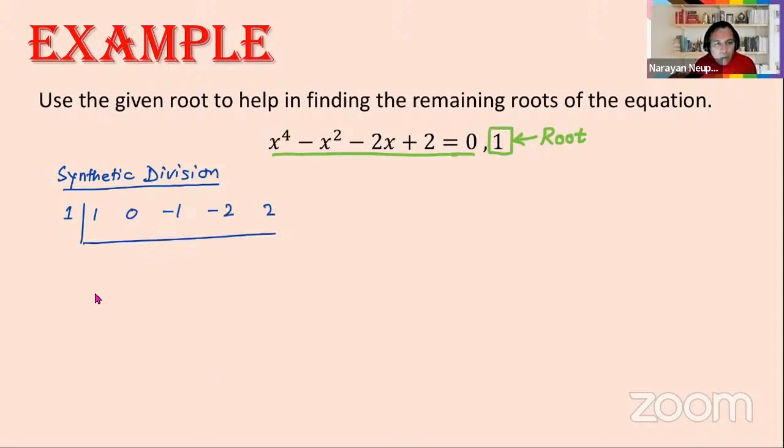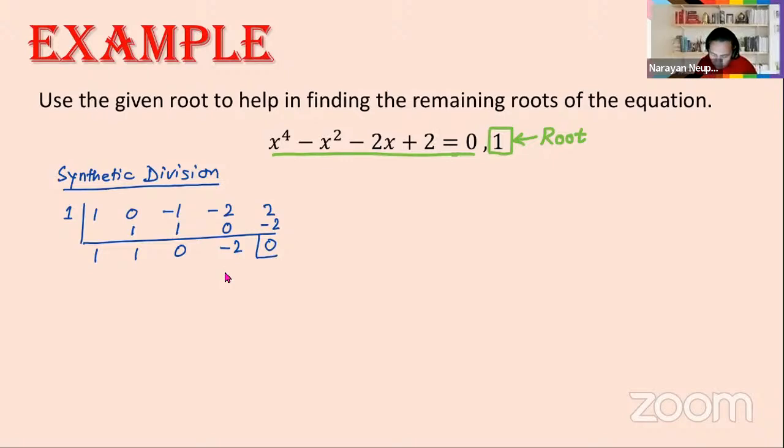Now what we do is we bring that 1 down and we start multiplying. 1 times 1 is 1. We add here, 0 plus 1 is 1. We multiply these 2, so that's also 1. And if we add again, that's a 0. And then when we multiply again, that will be 0 again. And when we add negative 2, if we multiply, that is again negative 2. And when you add, 0. Okay, so that means this equation is reduced to this one.